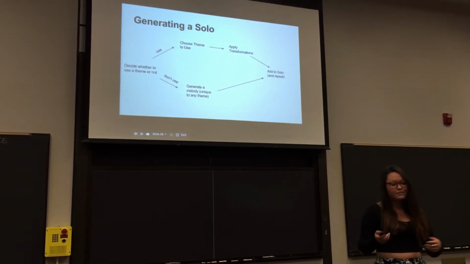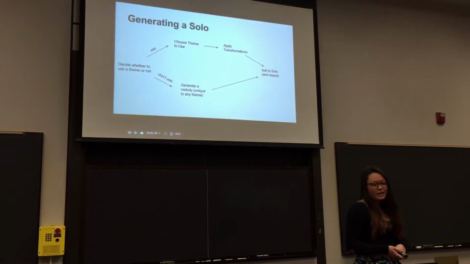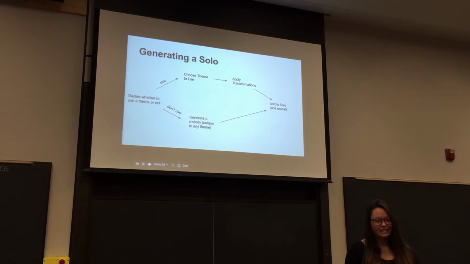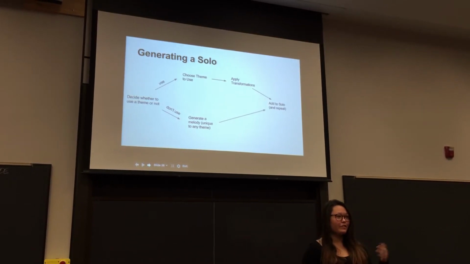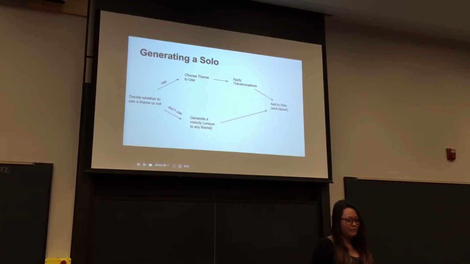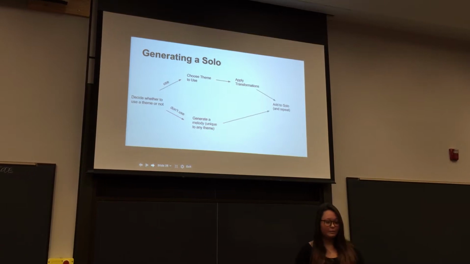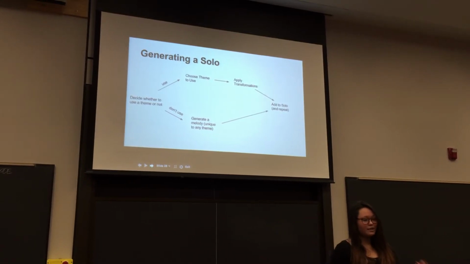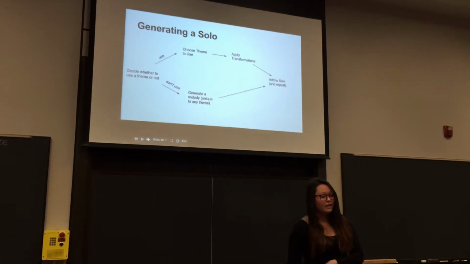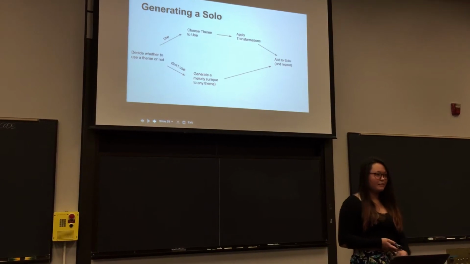So the process of generating a solo in the Theme Weaver goes like this. First, the user chooses a bunch of themes, and then the Theme Weaver decides whether they're actually going to use a theme or not. If yes, then you choose a theme from the list, apply certain transformations to the theme to make it a little bit different so it's not the same thing over and over again. I'll talk a little bit about those transformations later. And then you add it to the solo. If you were to not use the theme, then you would generate a melody that's unique to the theme and then add it to the solo.